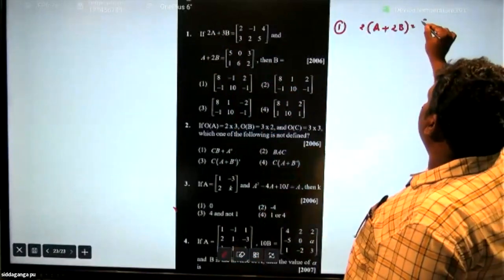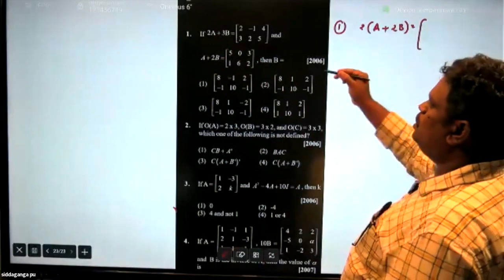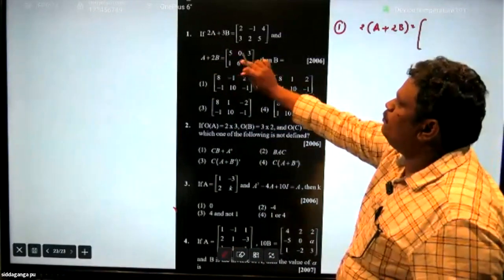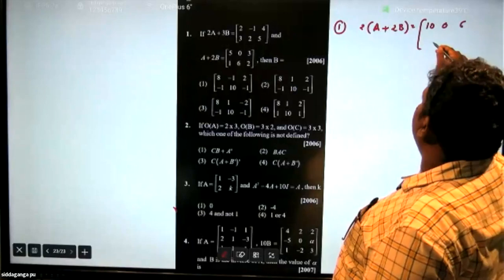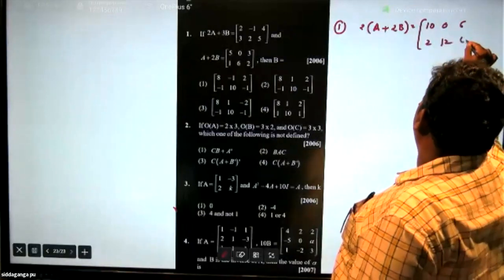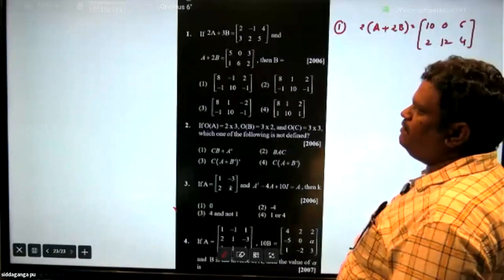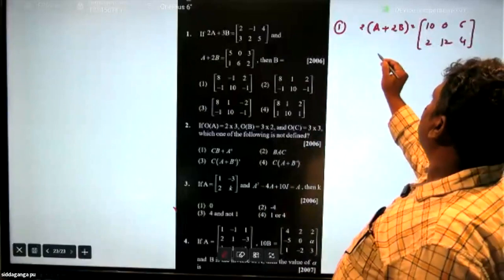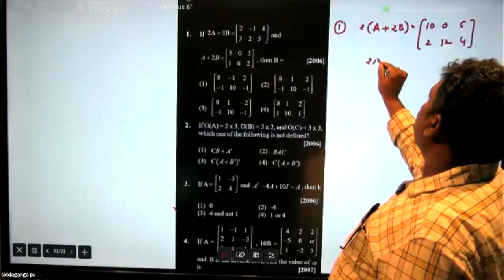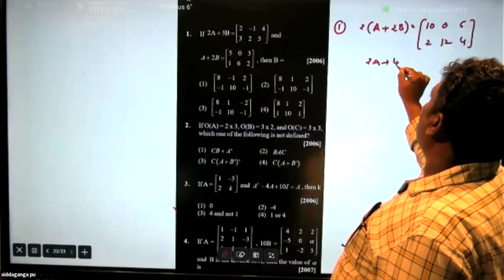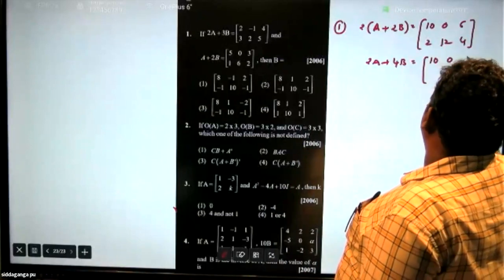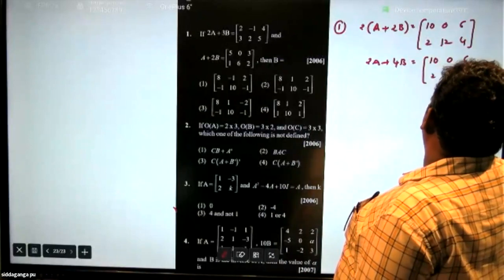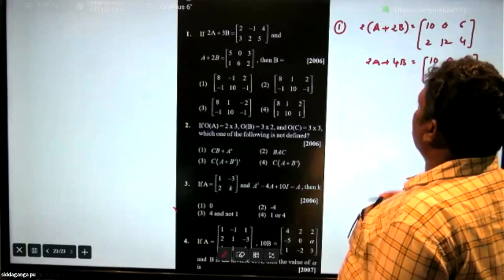Now that value is equal to: 2 into 5 is 10, and this value 0, and this value 6. Next, this value 2, 12, 4. This is one equation. Now they gave another equation. This can be written as 2A plus 4B is equal to this matrix 10 0 6, 2 12 4. Now this is equation 1.